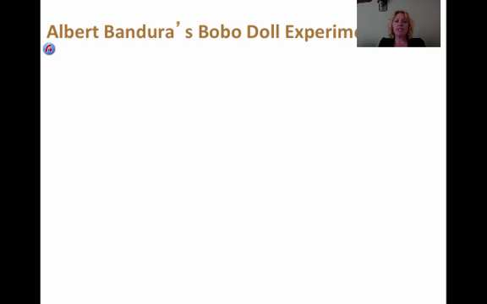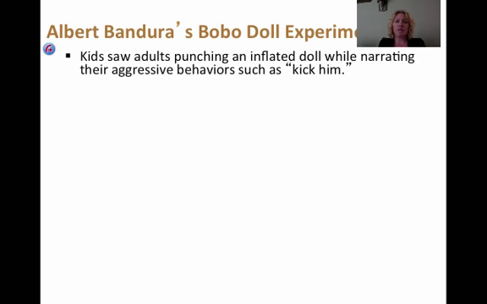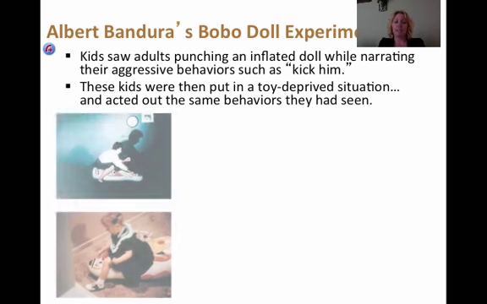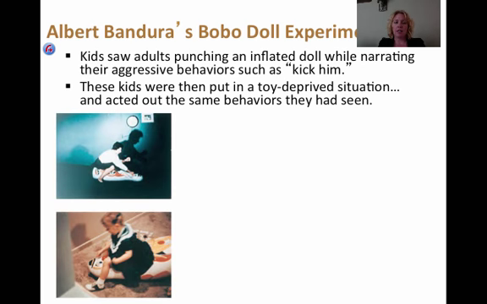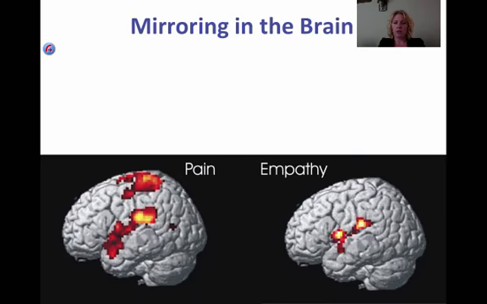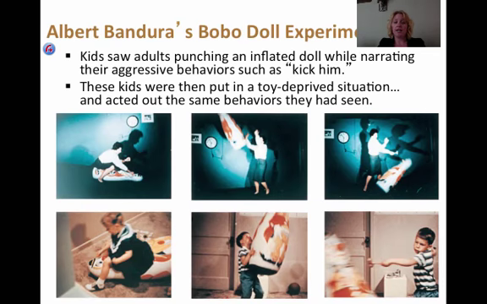One of the first people to study this was Albert Bandura, and he did what's called the Bobo doll experiment. Basically, kids saw adults punching an inflated doll while narrating their aggressive behaviors, such as "kick him" and other things like that. These kids were then put in a toy-deprived situation and acted out the same behaviors that they had seen. Here are some stills from the footage, and we will watch the footage in class so you can see how this was carried out.